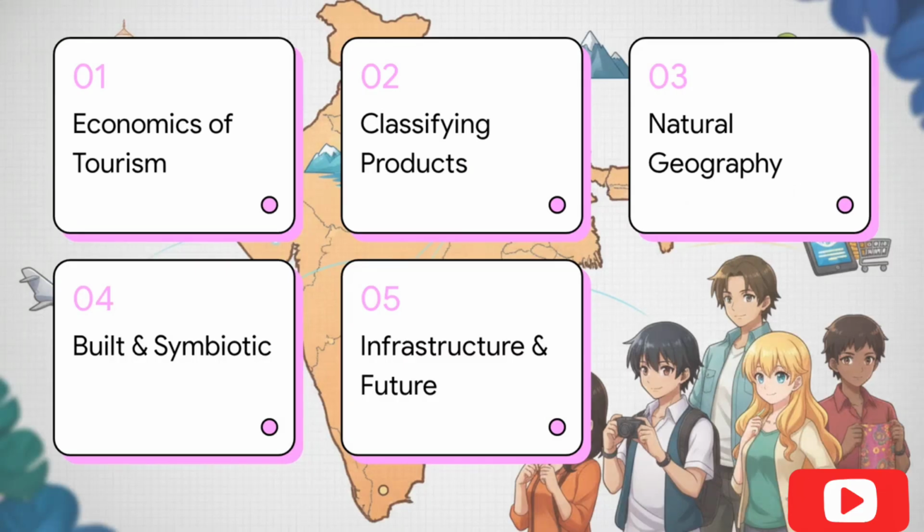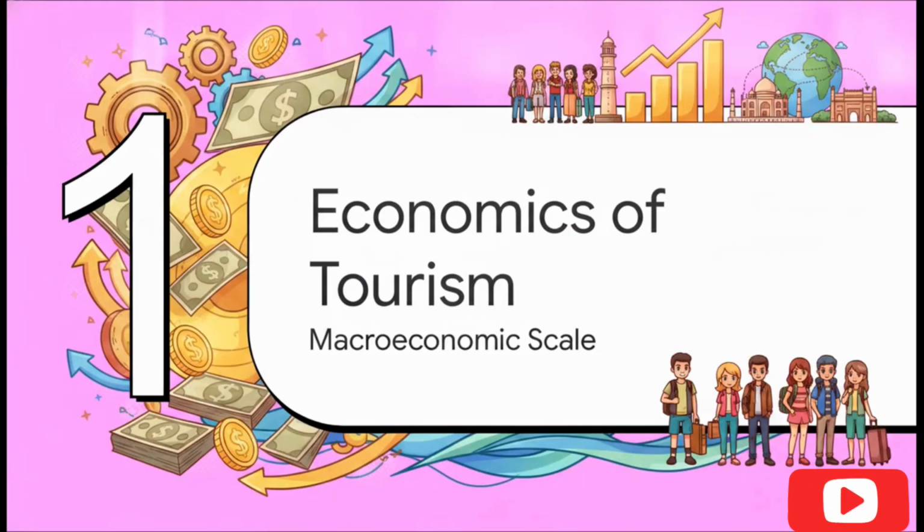Okay, here's our blueprint for today. We're going to cover: 1. The economics of Indian tourism, 2. Classifying tourism products, 3. India's natural geography, 4. Built and symbiotic heritage, and finally, 5. Infrastructure and future trends. Let's dive right into Section 1, the economics of Indian tourism.